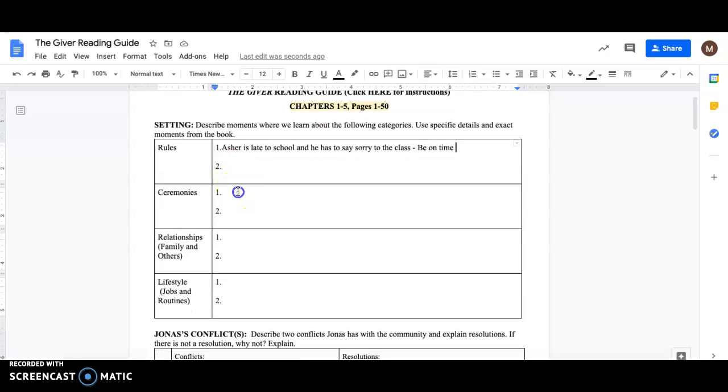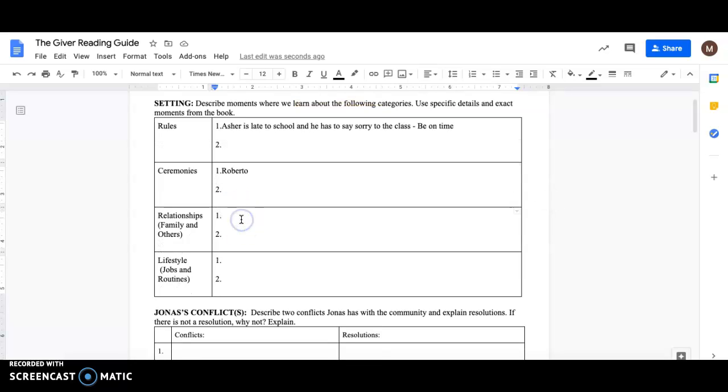Ceremonies, tell me about a ceremony we learn about, or a ceremony that they write about. Maybe you could talk about Roberto, if you remember who that was. Look back in the book, but there was a character and there was a ceremony that had something to do with him. Relationships and family, give me some specific details. Maybe talk about one of Jonas's friends, or you could talk about maybe his mom, what's his mom's job, and so forth. So kind of fill that in.